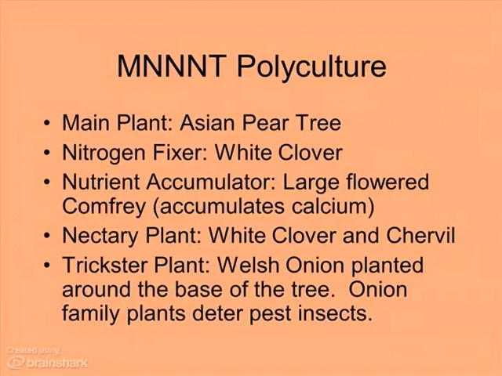Here's an example of a MINT polyculture. The main plant would be an Asian pear tree. The nitrogen fixer would be white clover. A nutrient accumulator that would fit in well would be large-flowered comfrey because this plant accumulates calcium, which is needed in quantity by fruit trees. Nectary plants could include white clover and chervil. A trickster plant would be the Welsh onion, which is planted around the base of the tree. Onion family plants would deter pest insects.